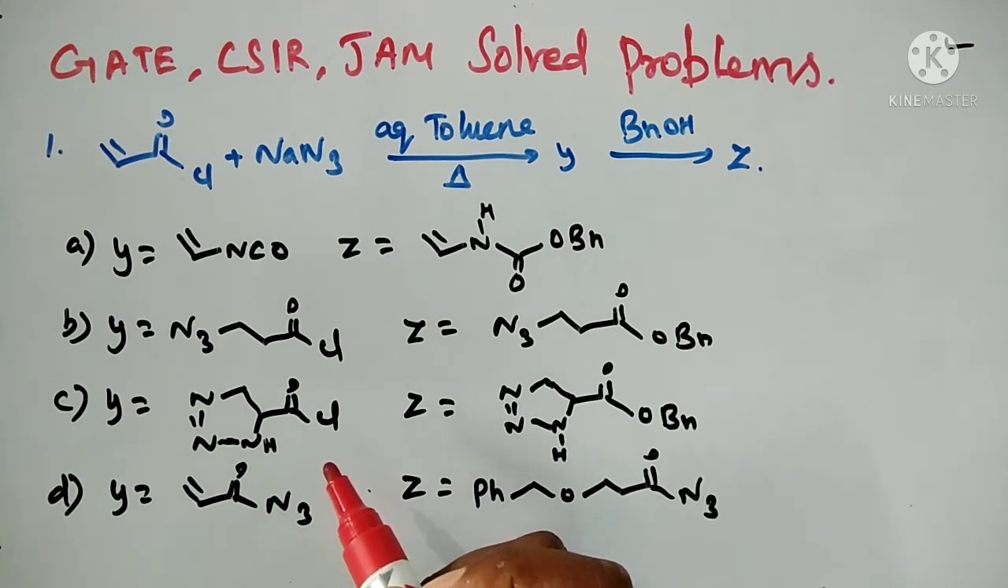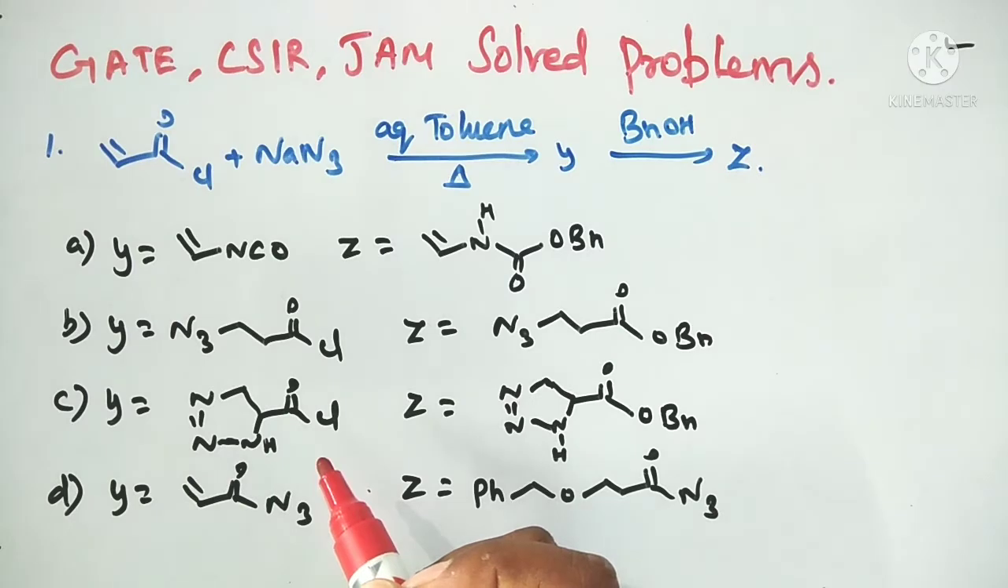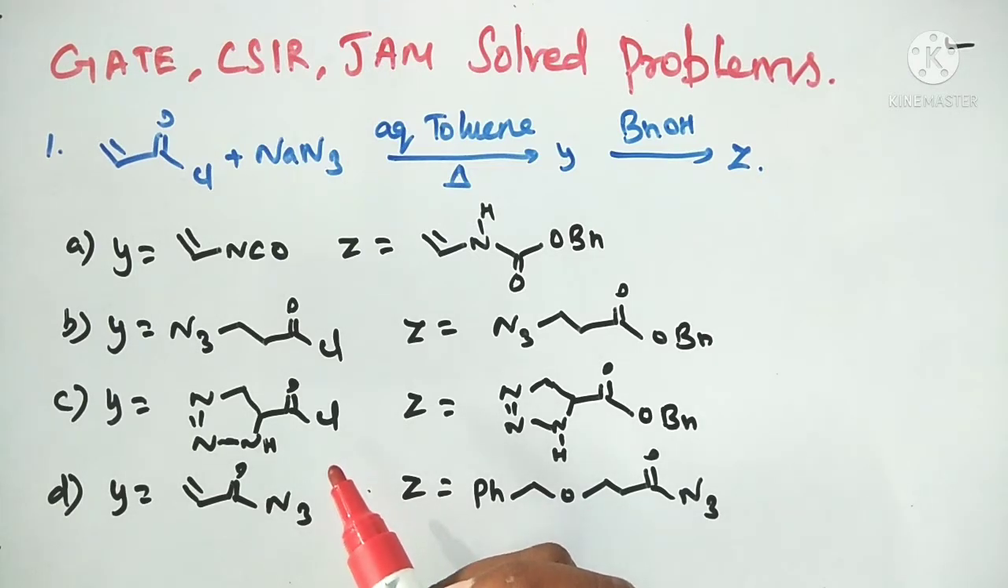In the previous lecture we discussed rearrangement to electron deficient nitrogen: Hofmann rearrangement, Curtius rearrangement, Schmidt rearrangement, Lossen rearrangement, and in the last lecture we discussed Beckmann rearrangement. In this lecture we are going to discuss previous question papers which were asked in the GATE, CSIR, JAM exams.